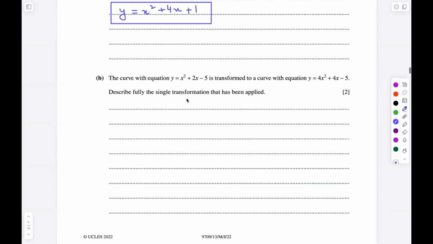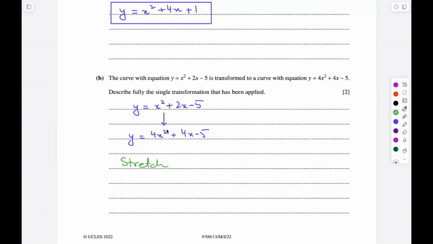In part B, it says the curve with the equation y equals, so the original equation is x squared plus 2x minus 5. Now it is transformed into y equals 4x squared plus 4x minus 5. We have to describe fully the single transformation that has been applied. Now, as we are talking about a single transformation, it means that there is no stretch in the y direction, because if it was in the y direction, then we would have multiplied the complete function by the stretch factor for y. So as we can see only the values of x have doubled, we can say that it will be a stretch factor.